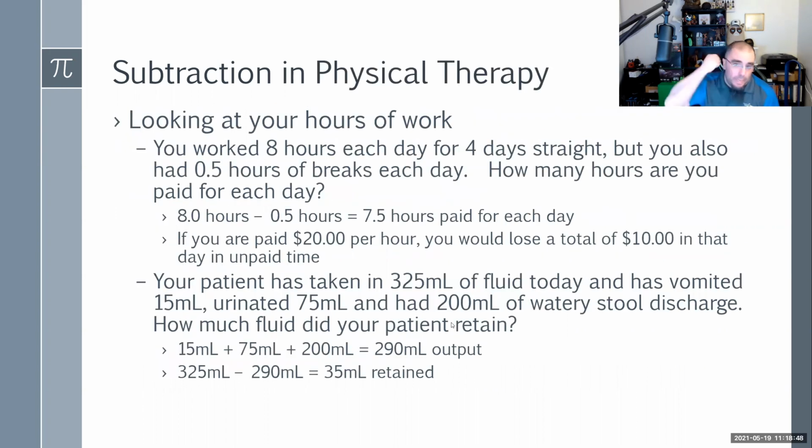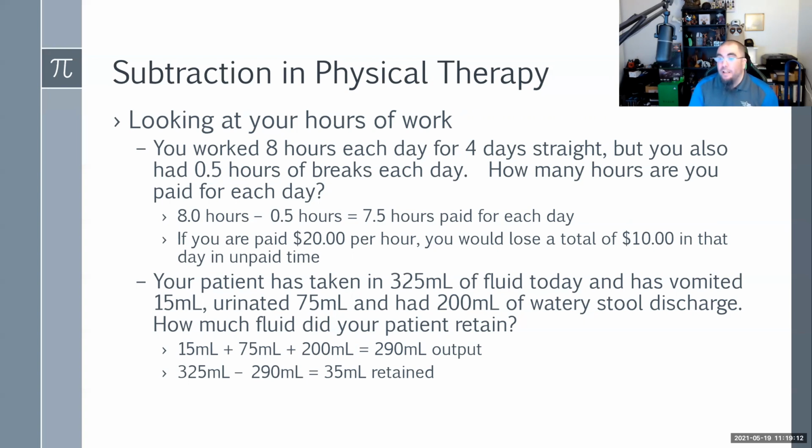In physical therapy, looking at our hours of work is one of the reasons we may look at subtraction here, right? If you work 8 hours a day for 4 days straight, but you have a half hour of breaks every day, how many hours are you paid for a day? Well, if you have 8 hours and you subtract a half hour out of it, 8 minus 0.5 is 7.5 hours paid for each day, right?